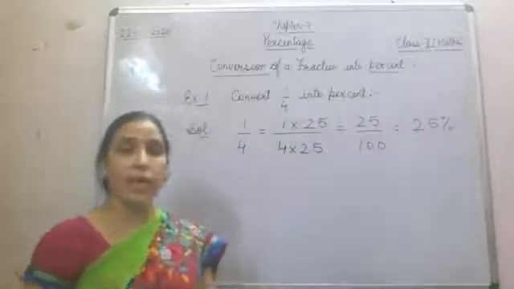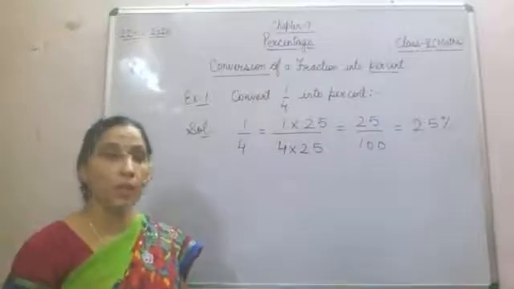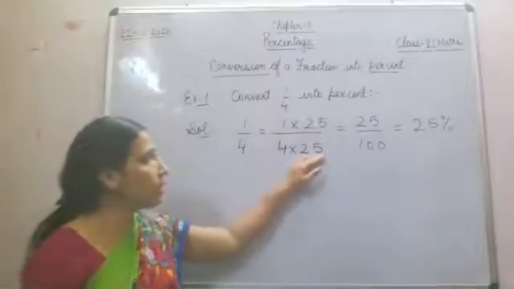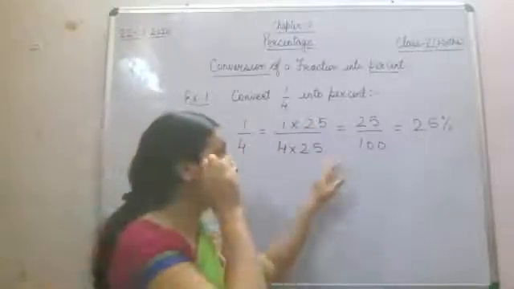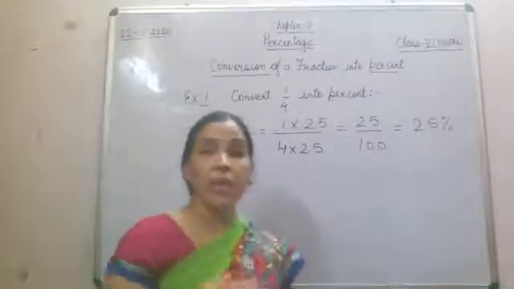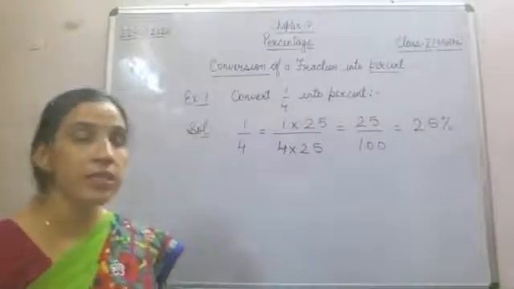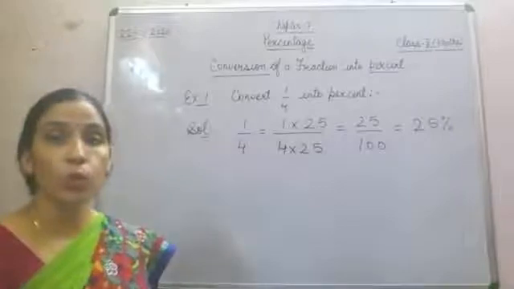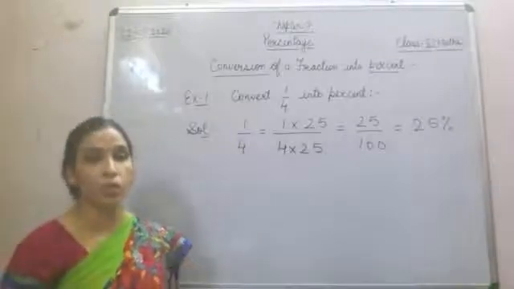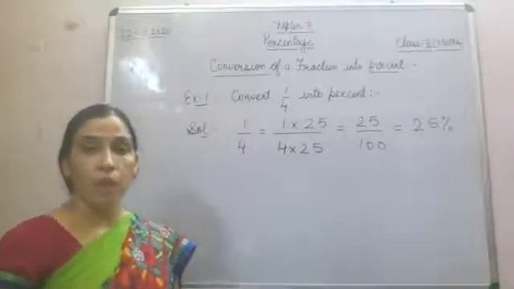At the same time, whichever number you multiply in the denominator, the same number will be multiplied in the numerator, and you will get 25 by 100, and then you will change it into percentage and that will become 25%. I hope you do not have any doubt in this question.